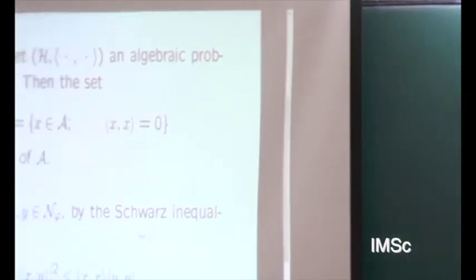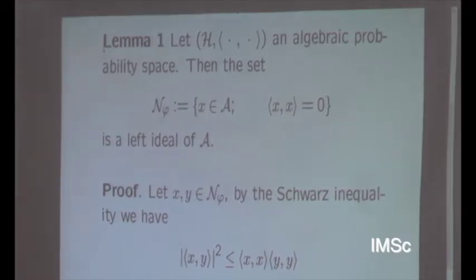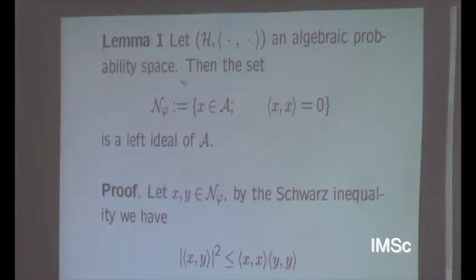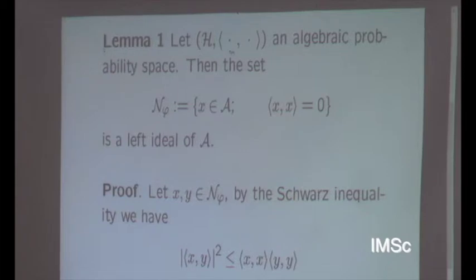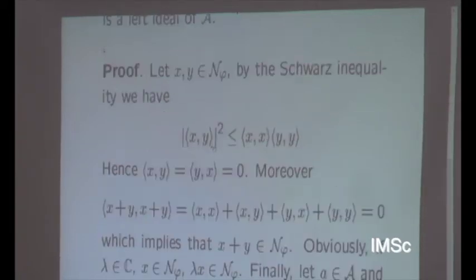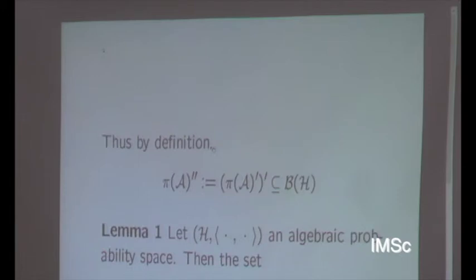This is a simple lemma whose proof I will skip because it's very standard. If you have any pre-Hilbert space, then the set of norm zero elements not only is a subspace, but is a left ideal for the left regular representation of A. I don't give you the proof. It is written here.